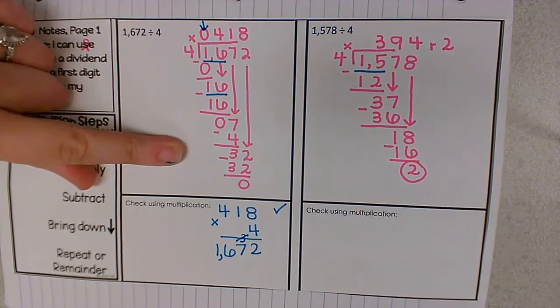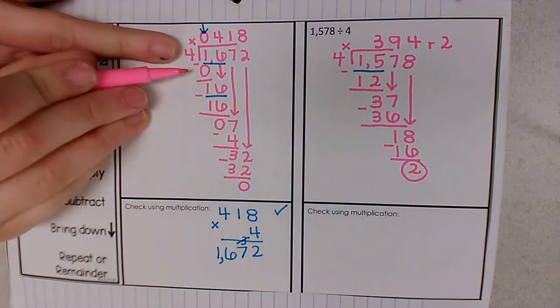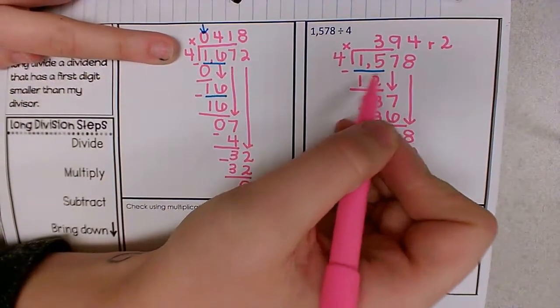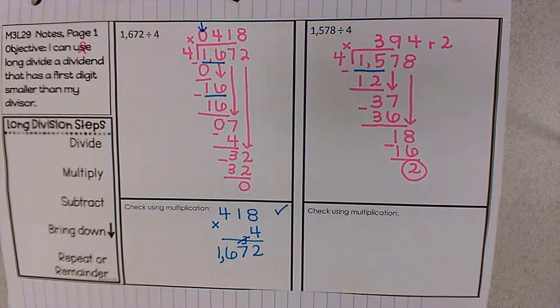Notice how much shorter my problem is in comparison to the one I did first. That's because I skipped that step of using a placeholder 0 and went straight for the 2-digit number. Let's check our work and see if that worked out for us.